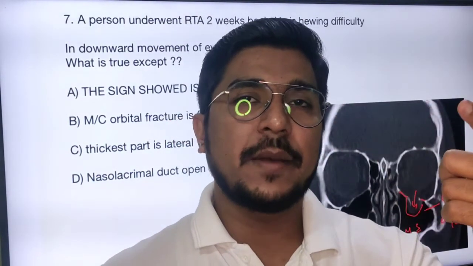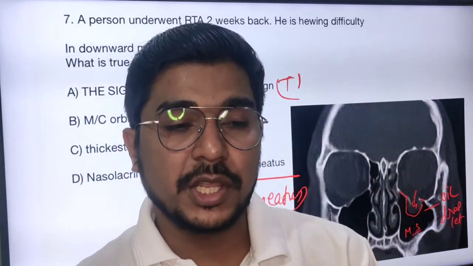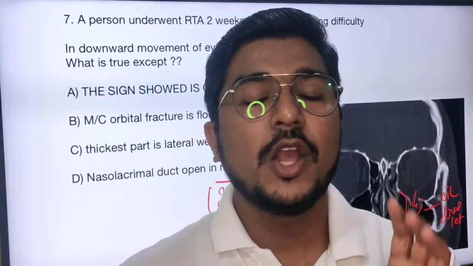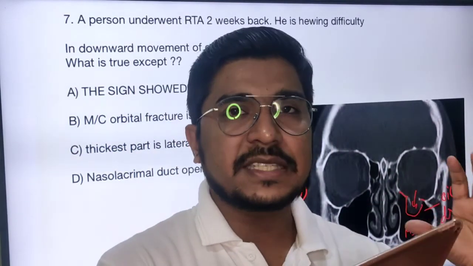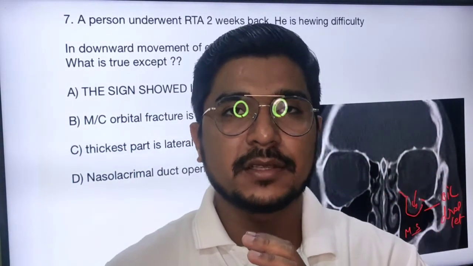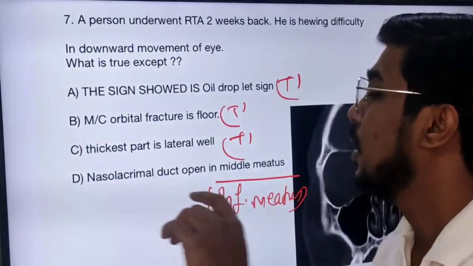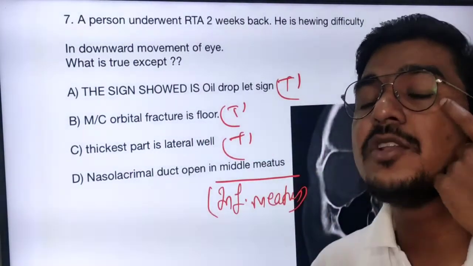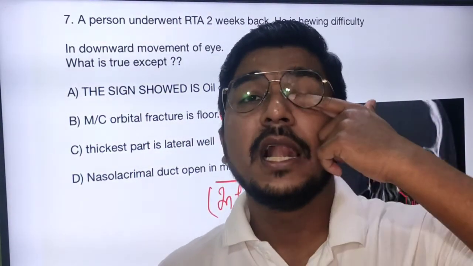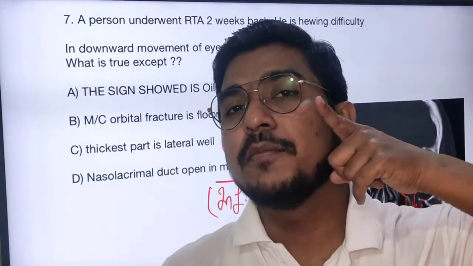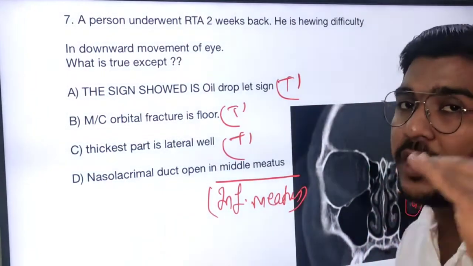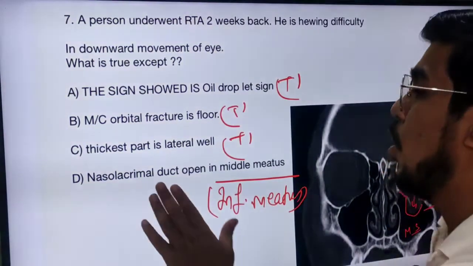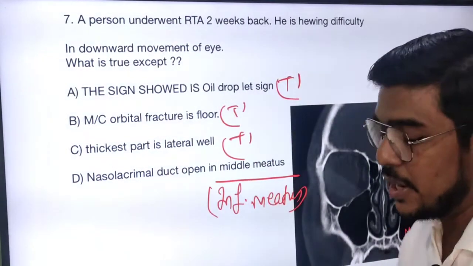meatus of the nasolacrimal sac. What is done in the DCR surgery? In the DCR surgery, we make a communication between the nasolacrimal sac and the middle meatus. But naturally, this nasolacrimal duct moves laterally and posteriorly to open in the inferior meatus, below the inferior turbinate. So this is the wrong statement that is written, and that is our answer.